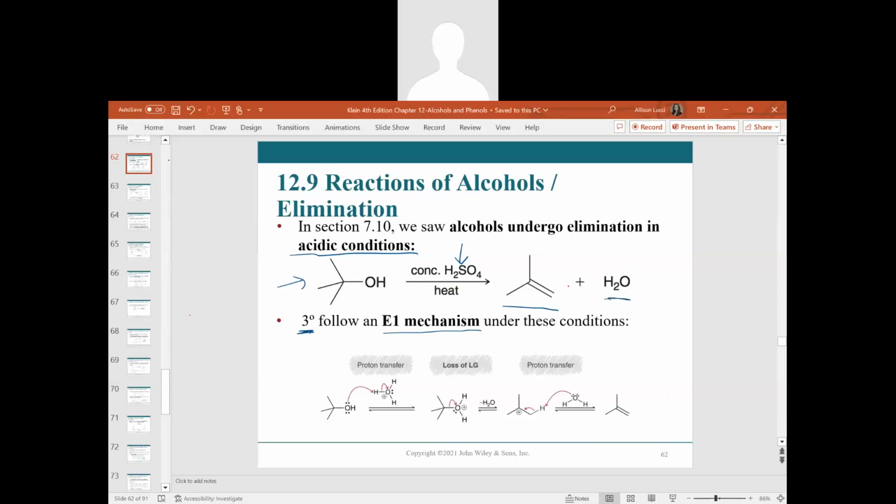So it is a multi-step mechanism. It will not be concerted. But what we see here is that we protonate our alcohol to form this better leaving group. Then we have our loss of leaving group, water is removed. We have that carbocation formation, and then we have our last proton transfer and then movement of these electrons to form our pi bond here.